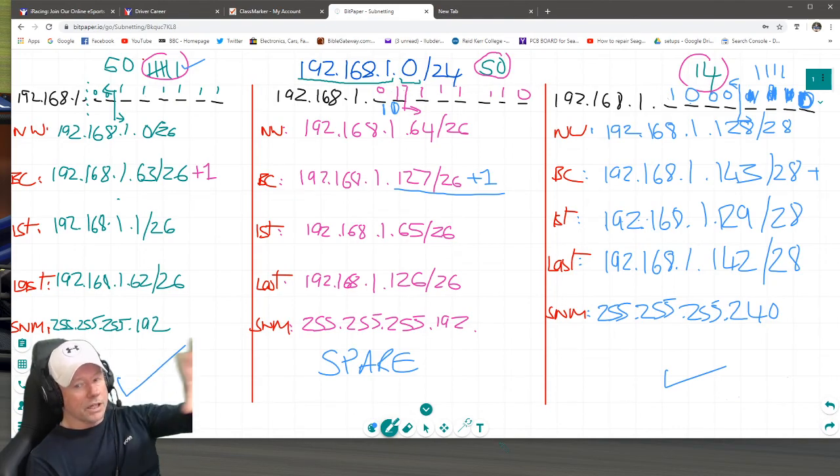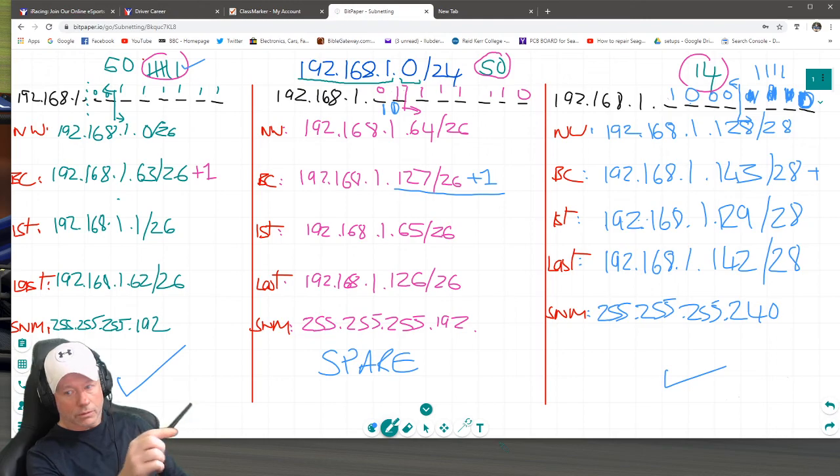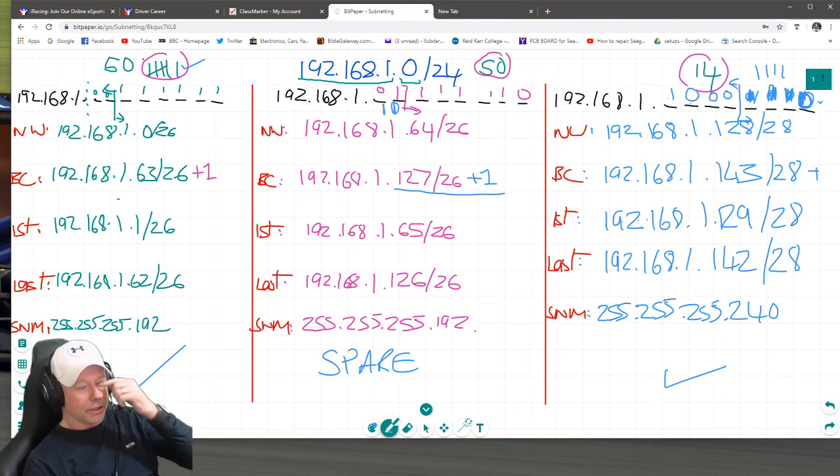Now, you can have 3 networks, 4 networks, 10 networks, 100 networks if you want. You can do as many as you like, as long as you work with the highest number of hosts first to the lowest number of hosts last, okay? Make sure your highest to lowest.